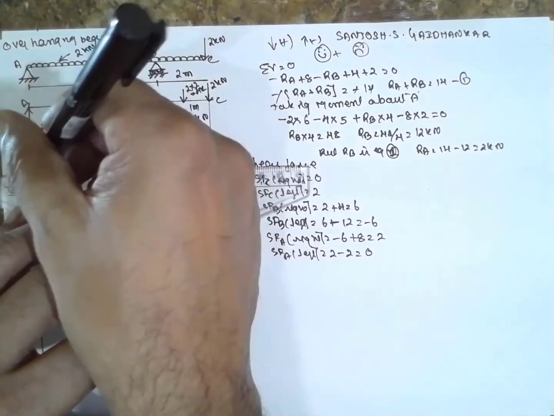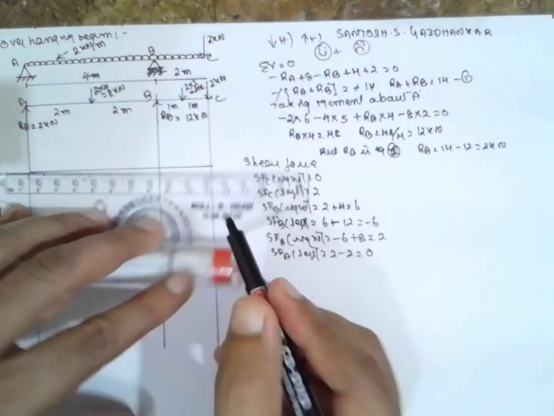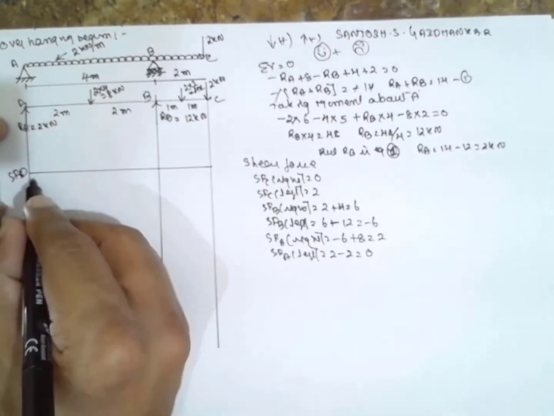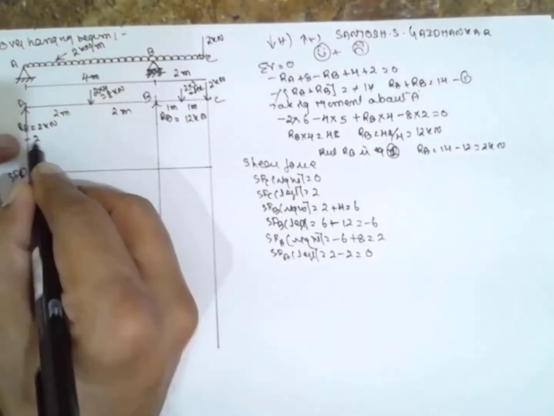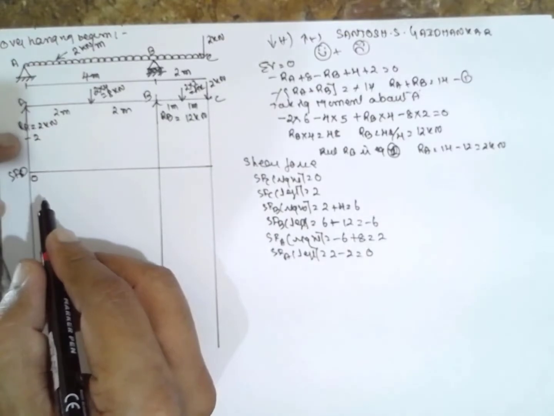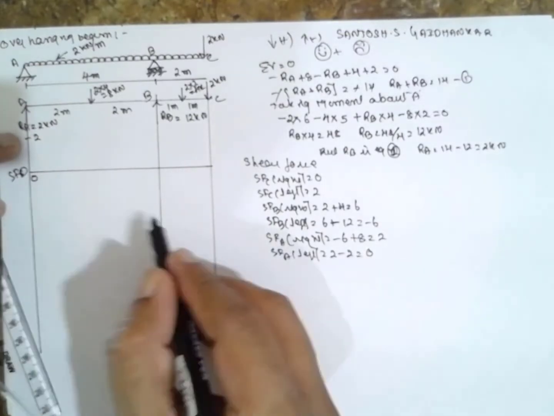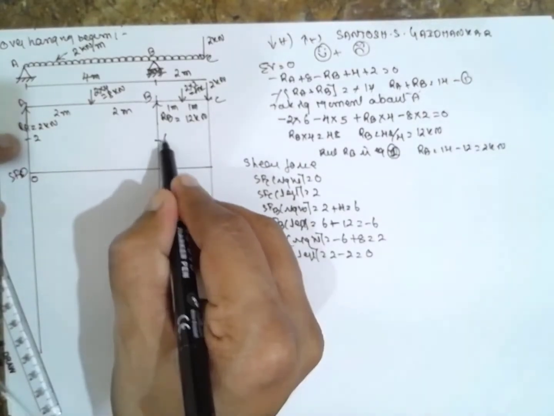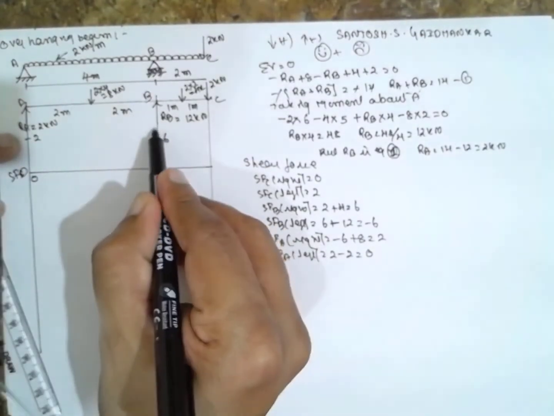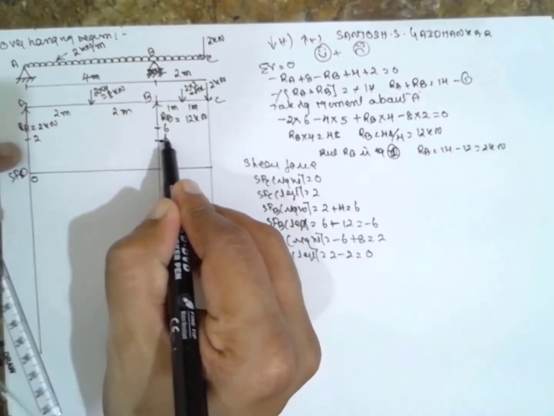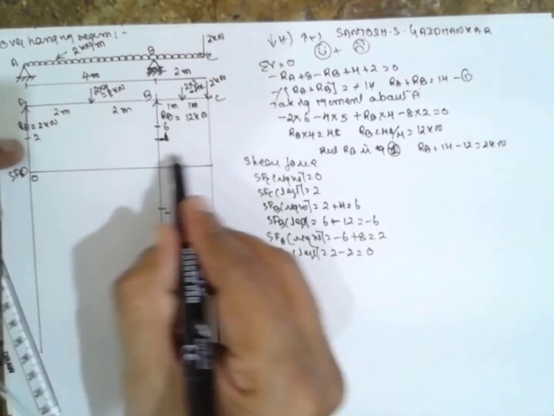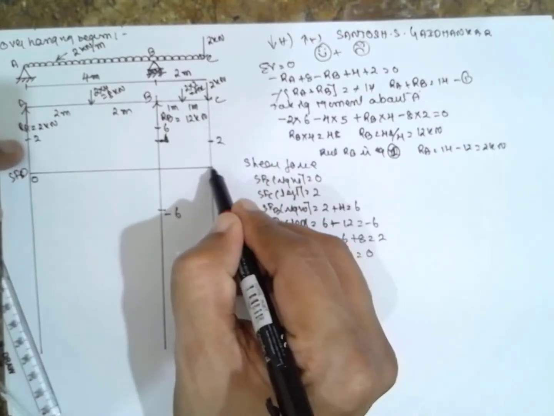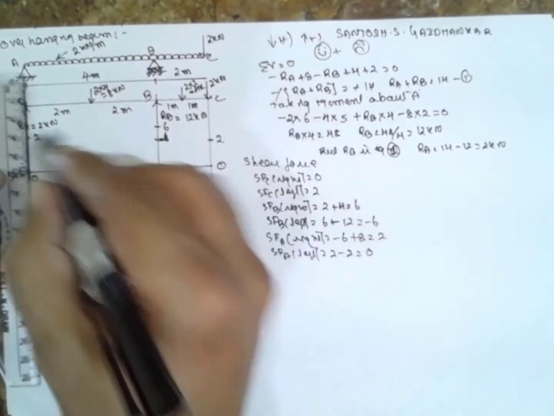I will complete this part. SFD, above is positive, below is negative. 0, 2, at A it will be 2 and at B it is minus 6, again at B, plus 6. Please try to write it a little bit above because I have taken 2 here, 6. On the left side it is 2, 2 and 0. Draw the diagram.